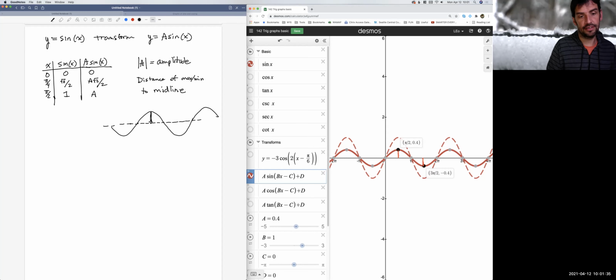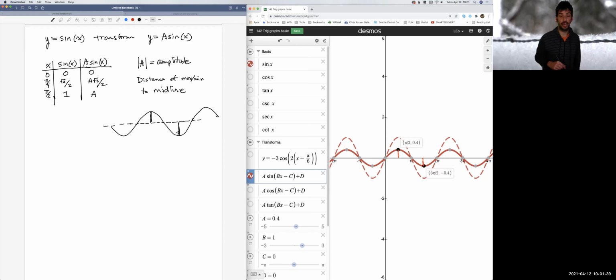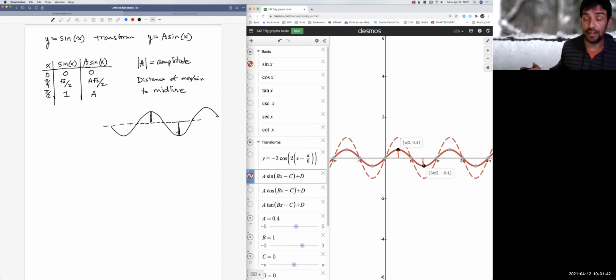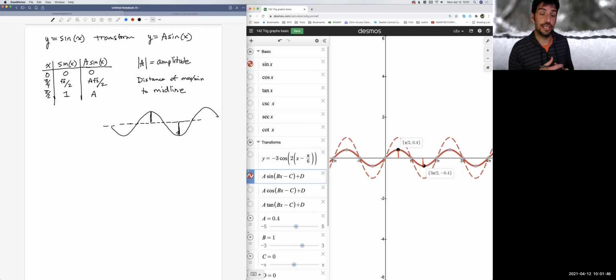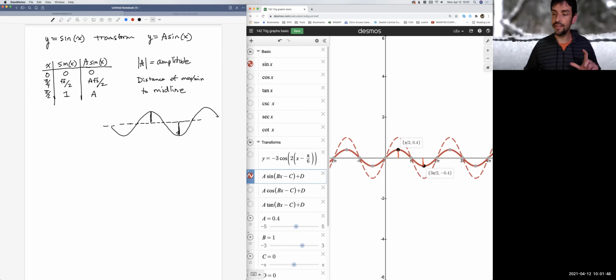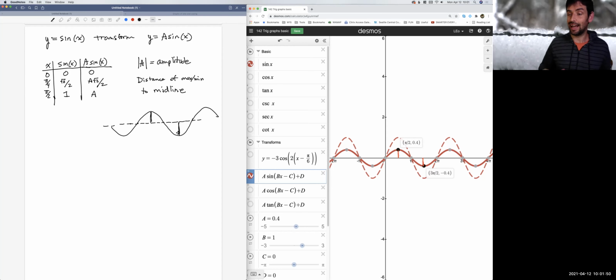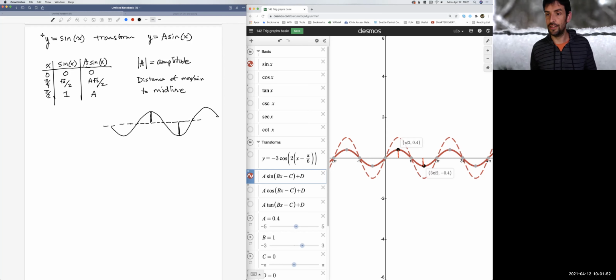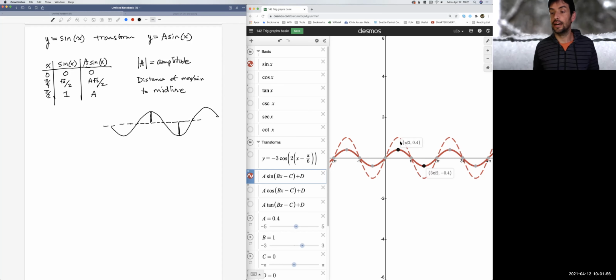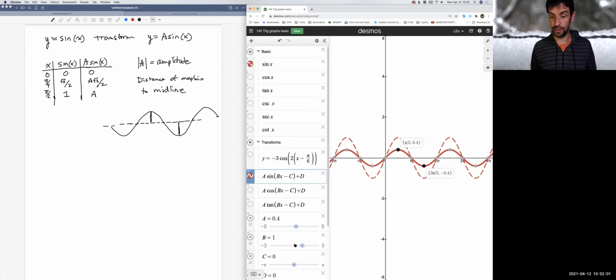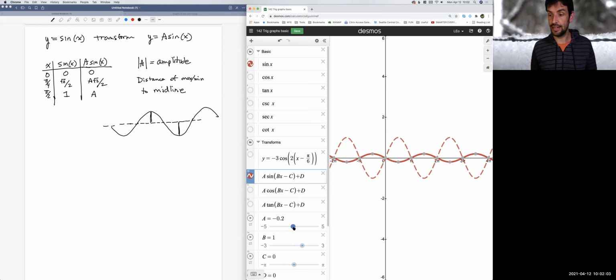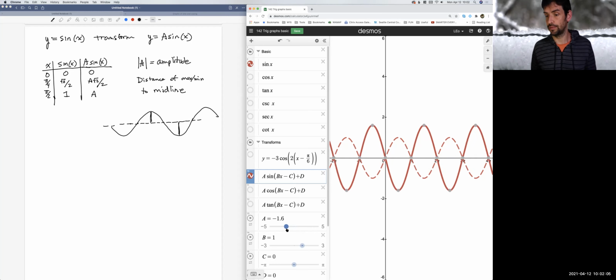And this distance is going to be the absolute value of A. So if the absolute value of A is larger than 1, that distance increases from 1. If it's smaller than 1, it decreases. And then if it's positive, our sine graph looks the same, going up in the same places that sine is going up and down in the places it's going down. But if we make A negative, it flips it over, right?